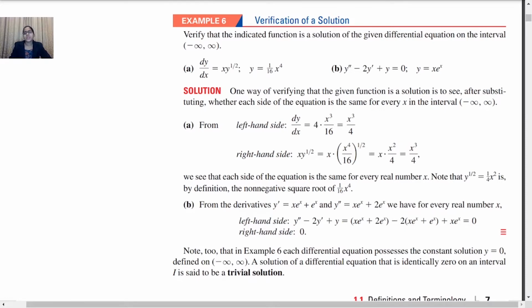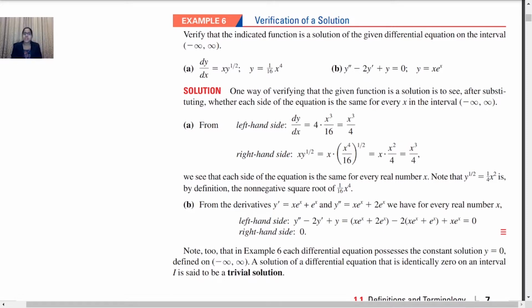And also this function x into e raised to x is properly defined, or well defined, in the given interval minus infinity to infinity. Now there is a concept called a trivial solution, that is the solution y is equal to 0. If you put y equal to 0 in the first part, what is the derivative of 0? That is 0 itself. x into 0 is again 0, so 0 is equal to 0. Again, if y was 0, then y dash is 0, y double dash is 0.